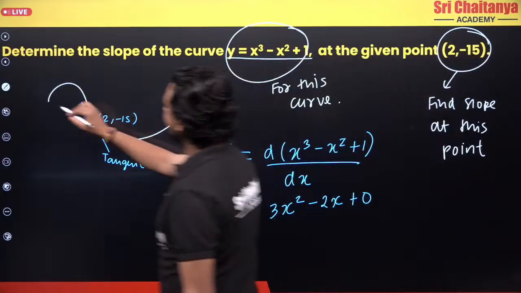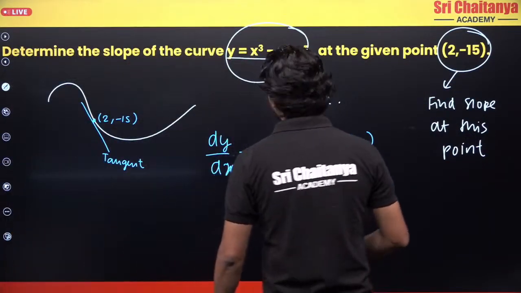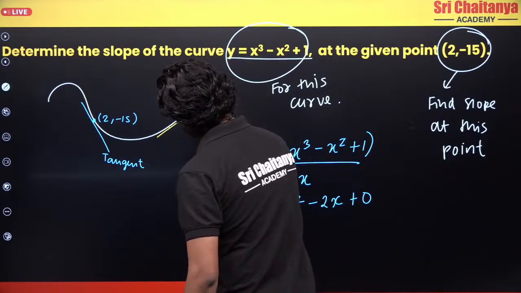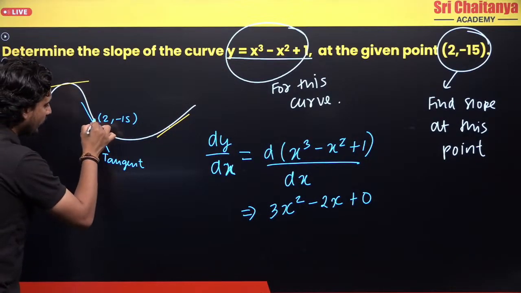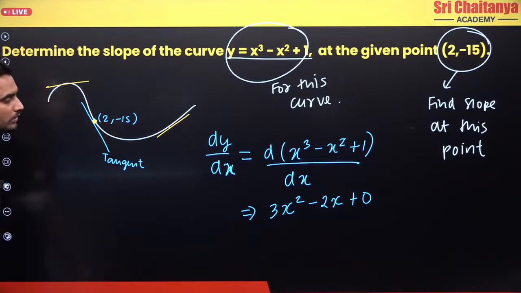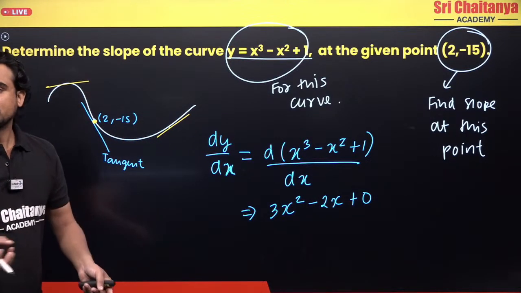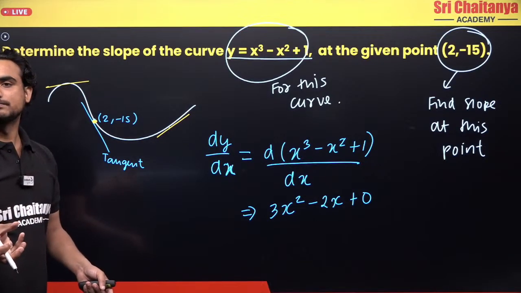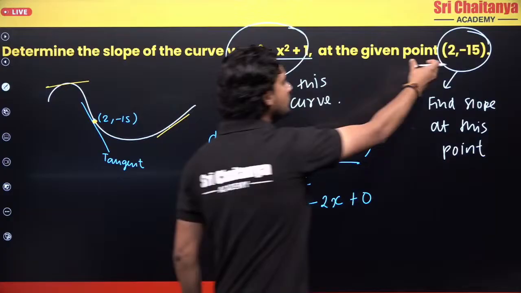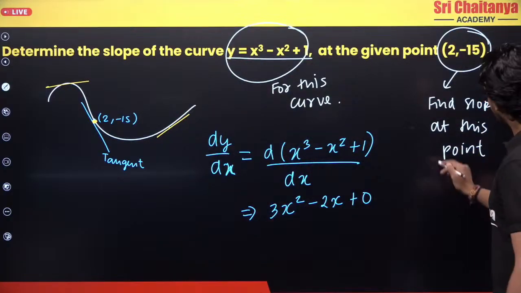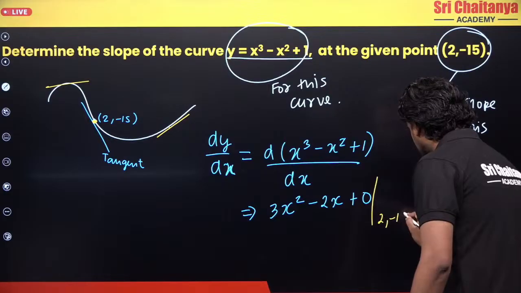But now see here, I can also find the slope here, but for which particular point? I want to find the slope at this particular point. So I have to tell in the question that this is the point where I want to find the slope. And how will you be able to do this? By substituting the given value or the condition. So I will substitute inside, and what are the values? 2 comma minus 15.